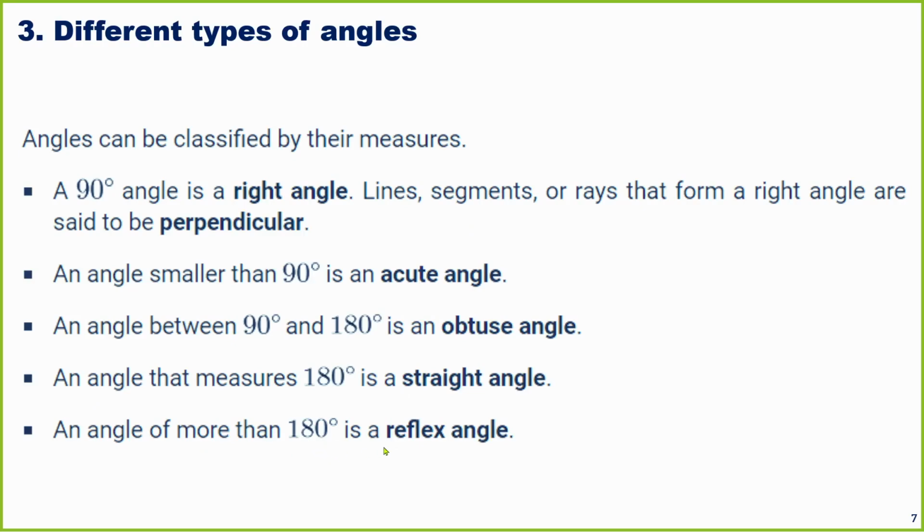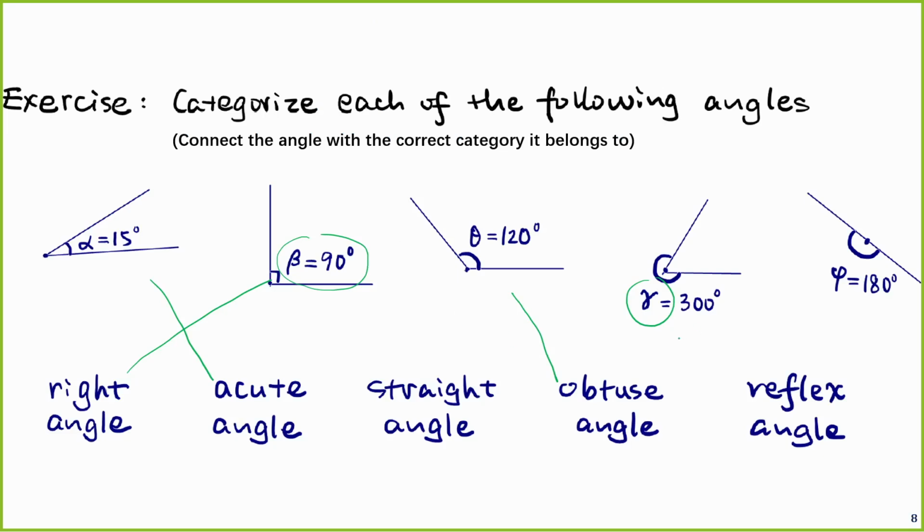Okay, see the description here. Any angle that is more than 180 is called reflex angle, right? Can you follow me? Then here we should connect it with this term here, reflex angle. And when phi equals 180 degrees, this is a straight angle because any angle that is 180 degrees is a straight angle. Okay, any questions? So far the questions are pretty straightforward, right? Leo, can you follow me?